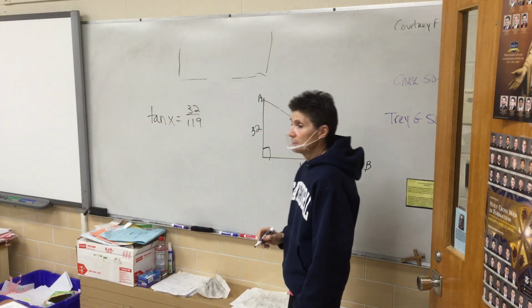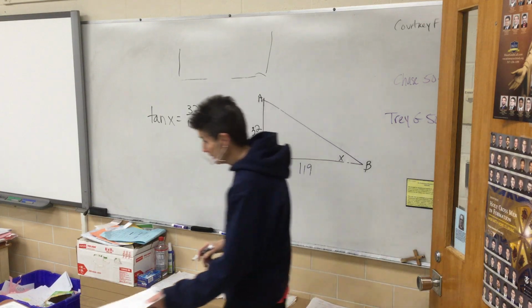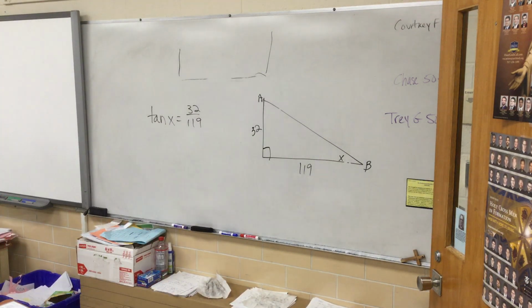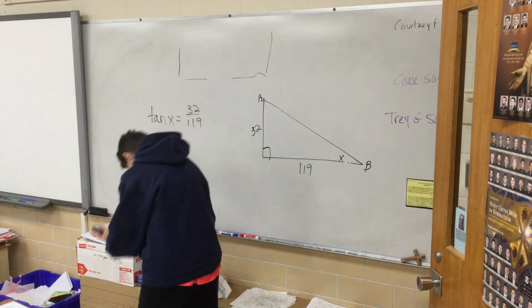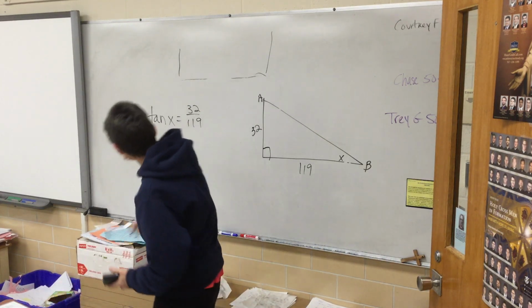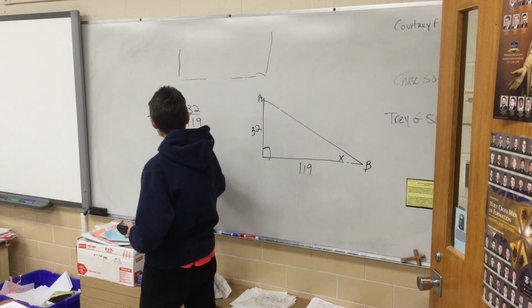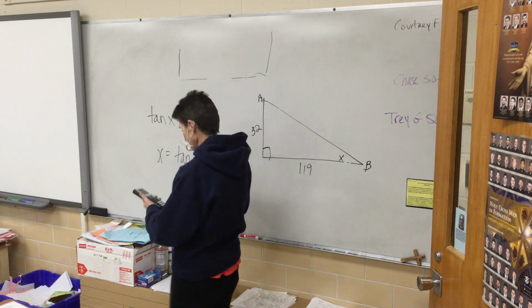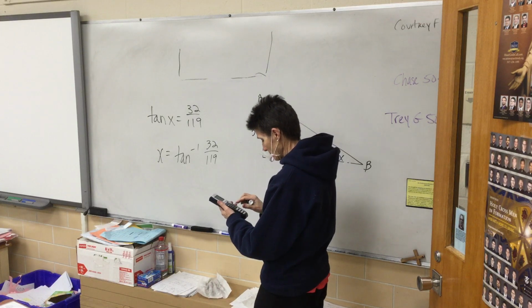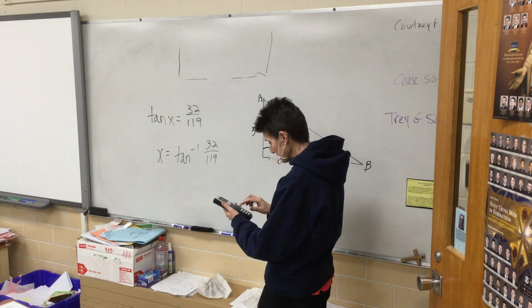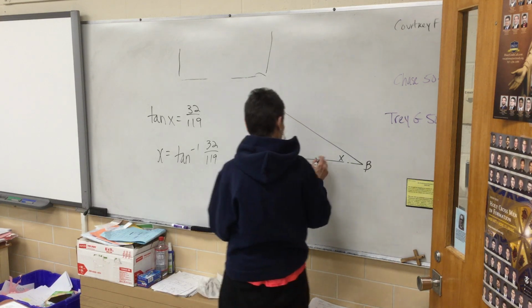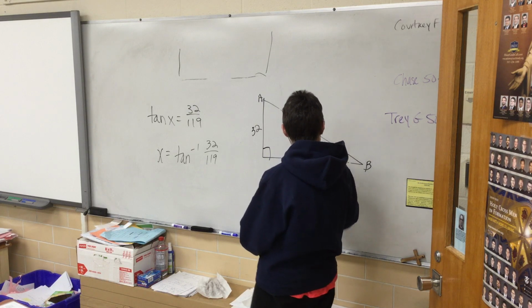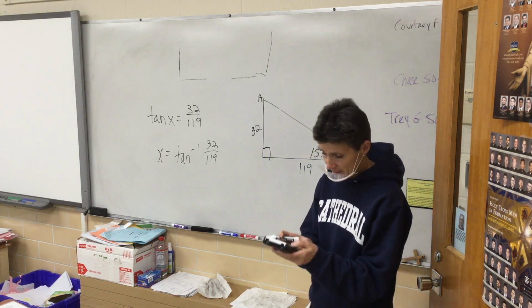Now, I got to type this into my calculator, and I'm finding an angle. So remember, when you are finding an angle, you must use your second tangent button. So second tangent, 32 over 119. So I will second tangent 32 divided by 119. And I got 15.05 degrees. So the answer to the problem is 15.05 degrees.